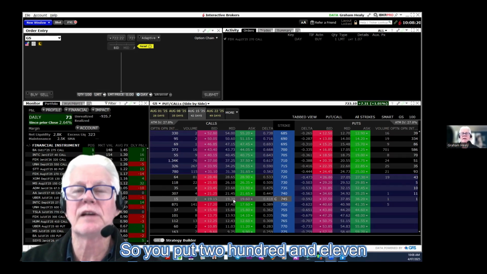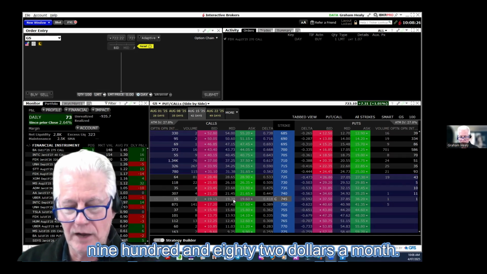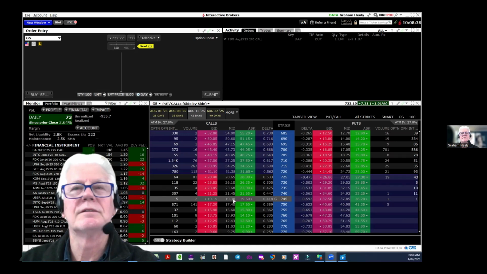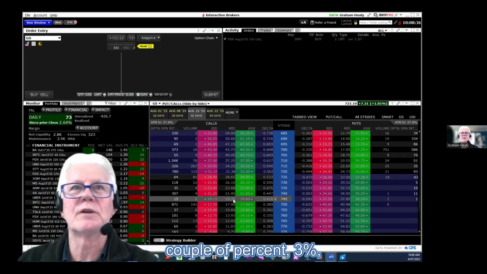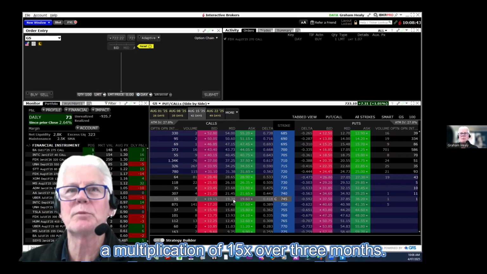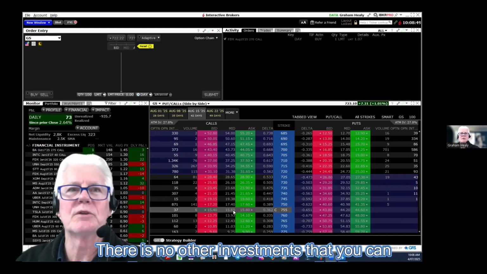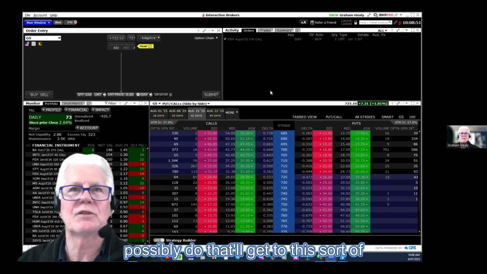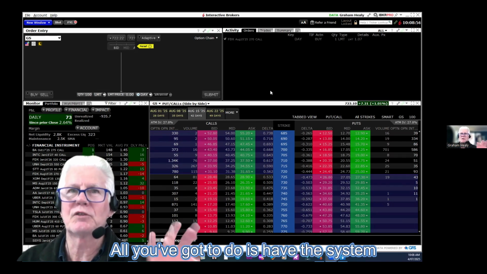So you put 211 Australian dollars in your account and the bank pays you $982 a month. You know, you can have 100,000 in the account and they might pay a couple of percent, 3%, something like that. So this is 15x, a multiplication of 15x over 3 months. There is no other investments that you can possibly do that'll get to this sort of level of return. All you've got to do is have the system behind it to do it.